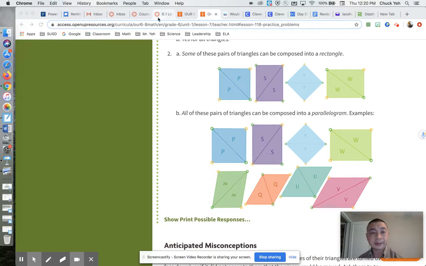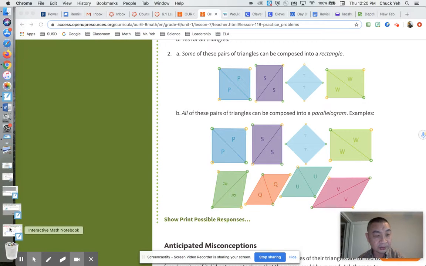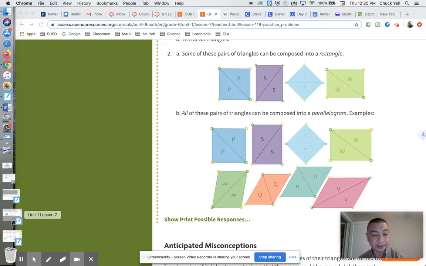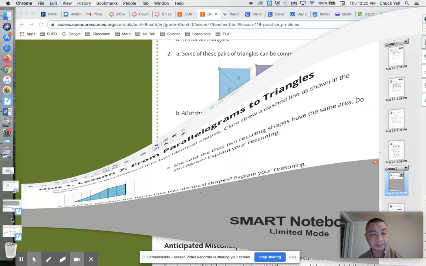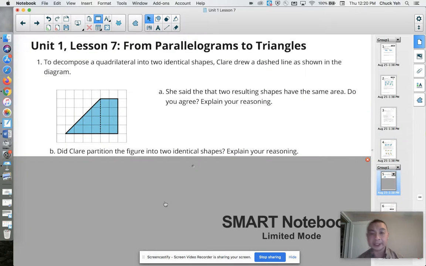All right? And then go to your homework. I mean, not homework. Go to lesson 7 practice problems. We're going to do number 1 together. That's what we did in class. Once you're ready, you can unpause it. So to decompose a quadrilateral into 2 identical shapes, Claire drew a dashed line as shown in the diagram. Okay, so here's the dashed line. She said that the 2 resulting shapes have the same area. Do you agree? Do they have the same area?